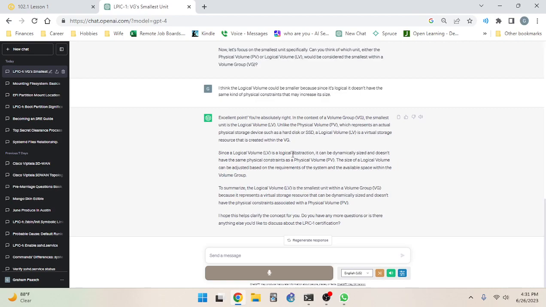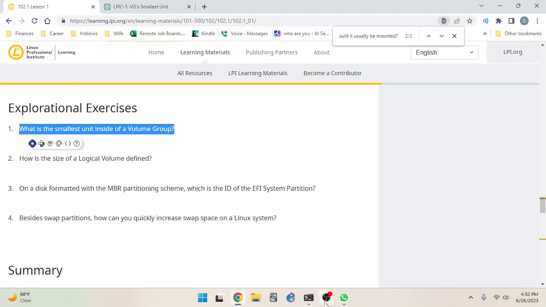within the volume group. To summarize, the logical volume, LV, is the smallest unit within a volume group, VG, because it represents a virtual storage resource that can be dynamically sized and doesn't have the physical constraints associated with a physical volume, PV. I hope this helps clarify the concept for you. Do you have any more questions, or is there anything else you'd like to discuss about the LPIC-1 certification?